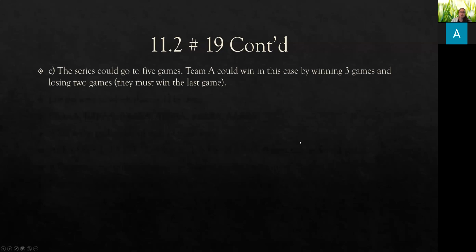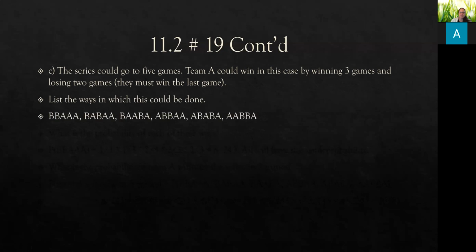Says the series could go to 5 games. Team A could win in this case by winning 3 games and losing 2 games. They do have to win the last game though, because if they won 3 games and it wasn't the last game, then the series would be over, because as soon as somebody wins 3 games, they don't bother to play the last games. So first we're going to list how could that happen.